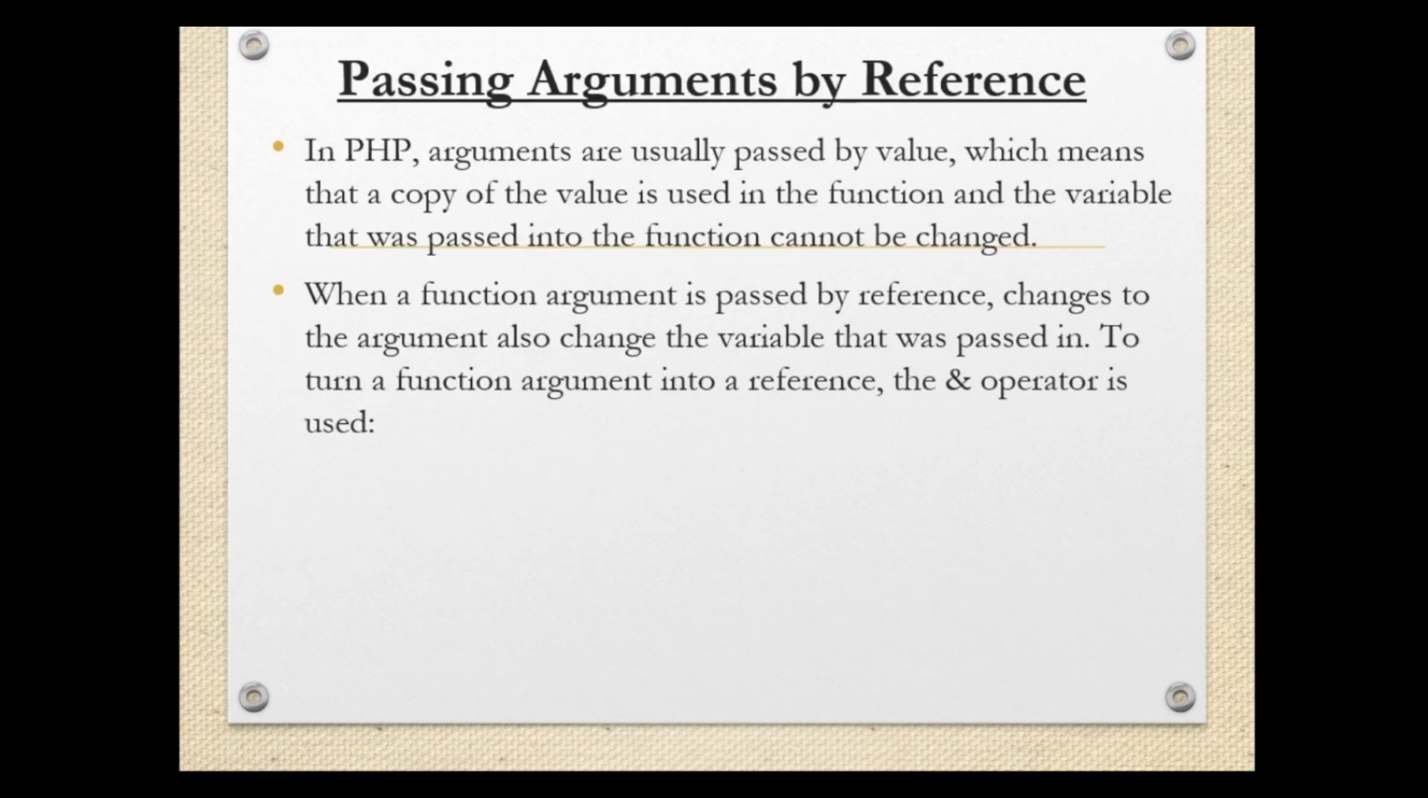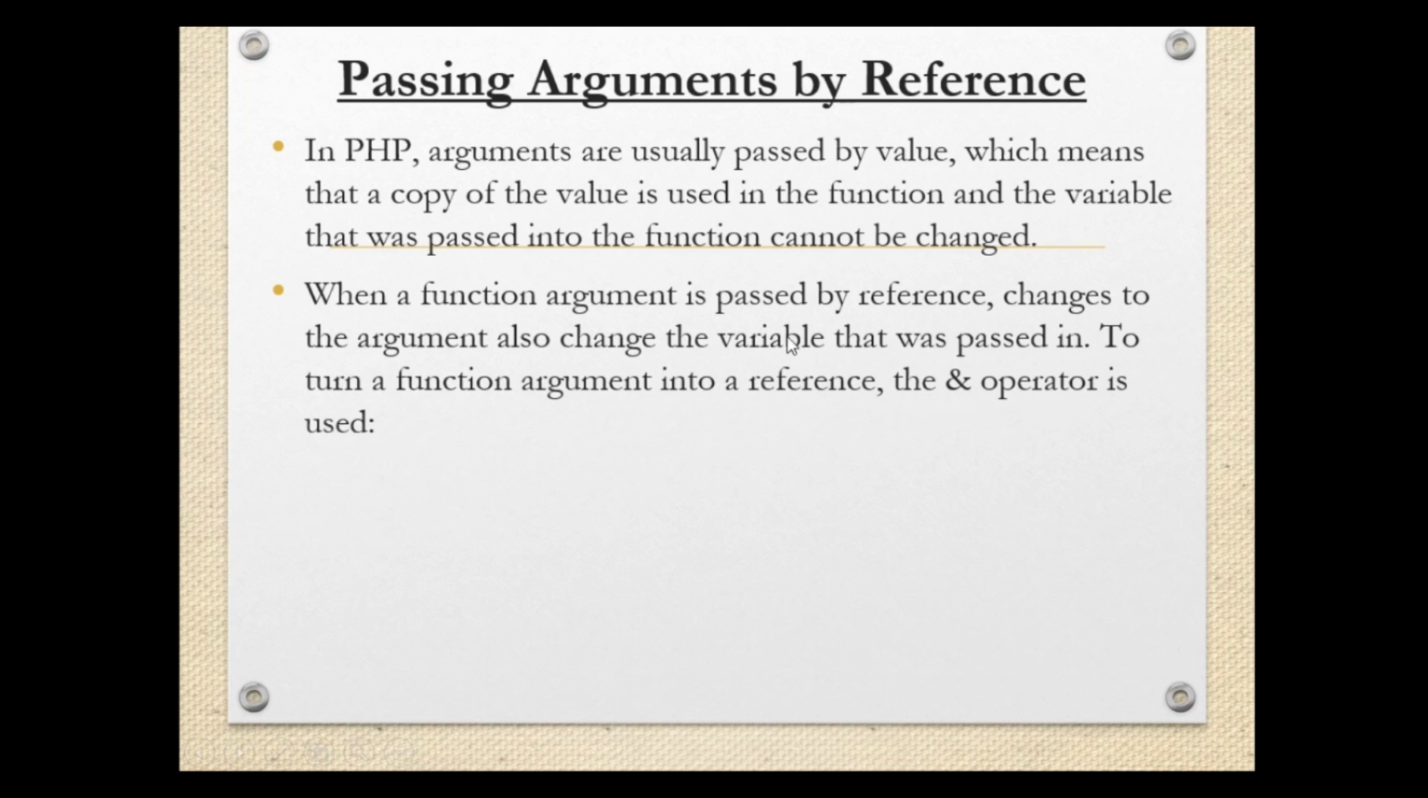Passing argument by reference. In PHP, arguments are usually passed by value, which means that a copy of the value is used in the function and the variable that was passed into the function cannot be changed. When a function argument is passed by reference, changes to the argument also change the variable that was passed in. To turn a function argument into a reference, the & operator is used.